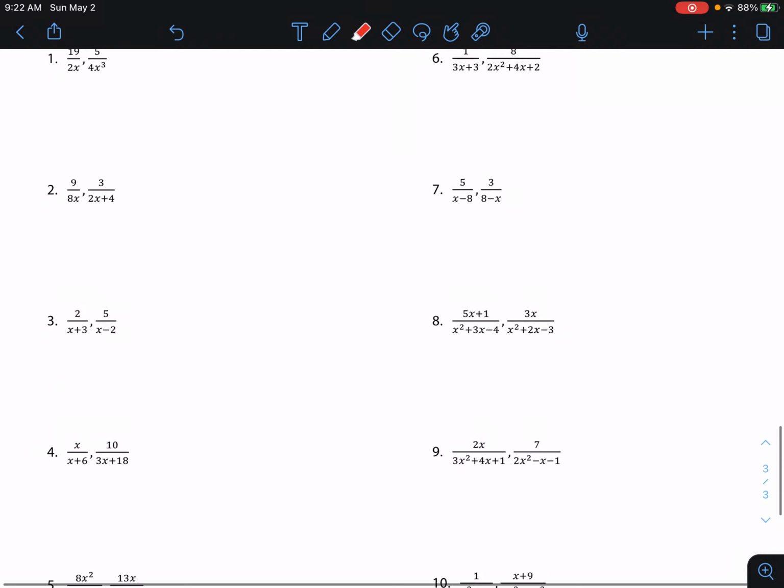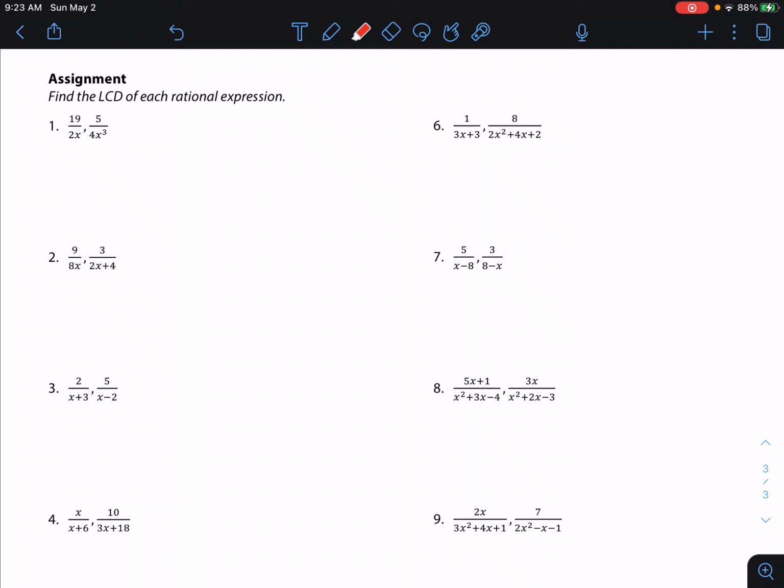Let's just practice finding the LCD, and then next week we are going to worry about multiplying to figure out what the new numerators are going to be. So just find the LCD for these. Really you only have to worry about the denominators with these. Don't worry about the numerators. If you want to try some of these numerators and see if you can figure out what the new numerator is, that's perfectly fine if you want to do that and get a little practice before next week.